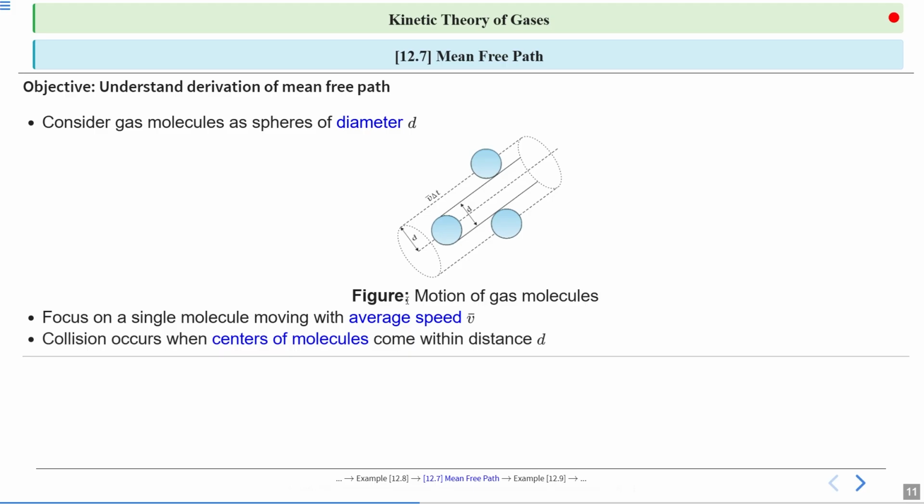Here, a collision occurs when the centers of two molecules come within a distance equal to the diameter d. This concept is fundamental because it defines the conditions under which molecules interact, allowing us to calculate the mean free path. Alright? So this is the sphere and its diameter is d.